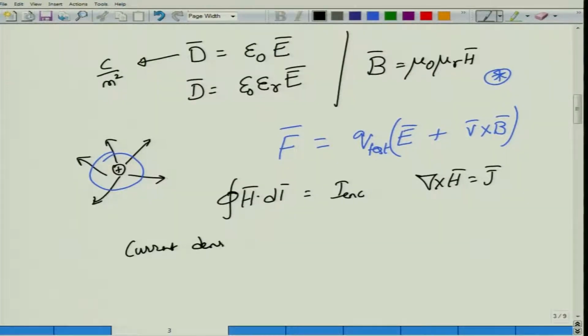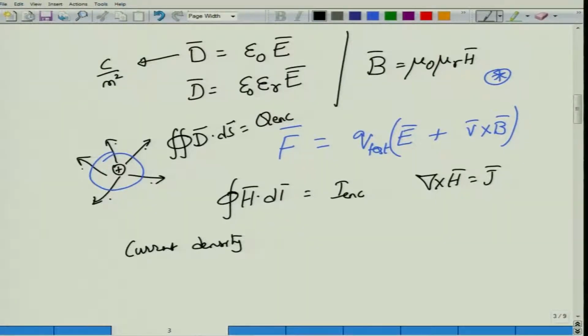Before explaining current density, there is another law which I would like to talk about, and that law happens to be that of counting the number of electric flux lines. If I perform a closed integral of this quantity D over the closed surface, that will give me the total charge enclosed.